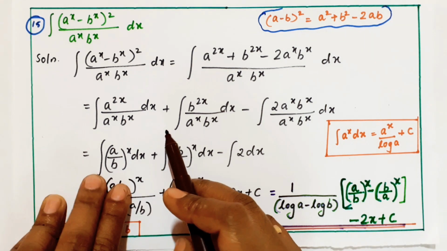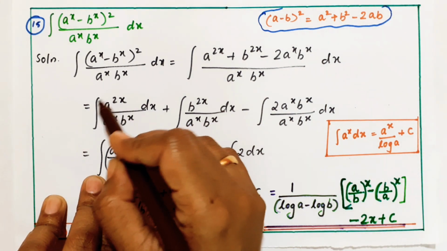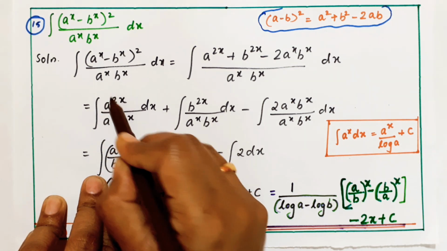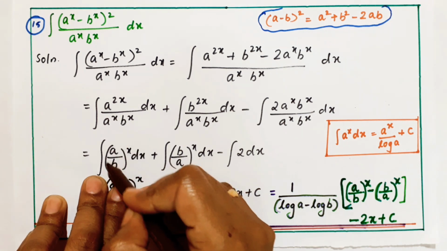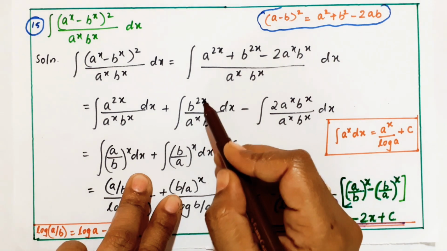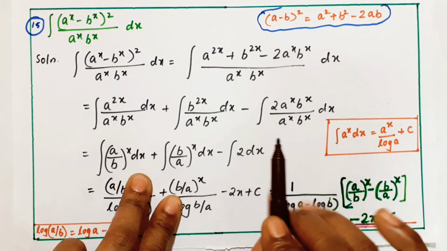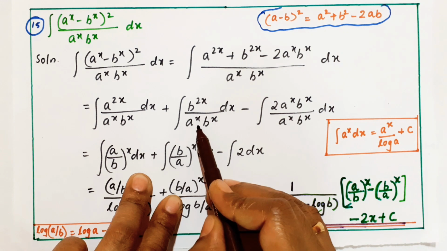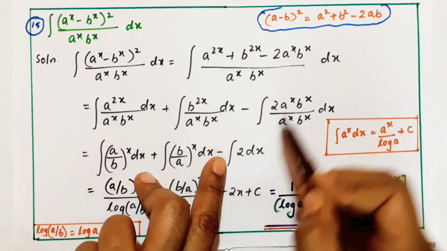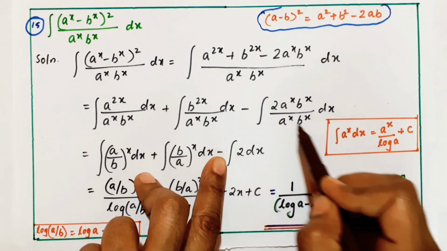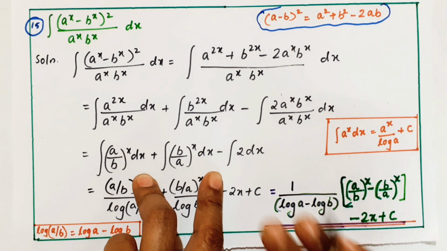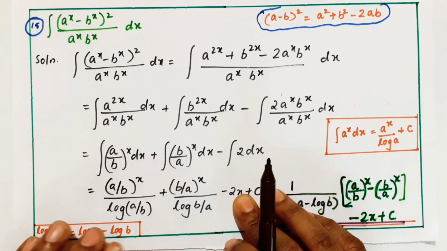No problem. Now what are we doing? One a^x gets cancelled from numerator and denominator, so in numerator one a^x will remain, denominator one b^x. Together I have written it as (a/b)^x dx. In the second term also, one b^x from numerator and denominator cancel, so in numerator b^x, denominator a^x. So it is (b/a)^x dx, minus. In the third term, a^x b^x from numerator and denominator get cancelled, so we get integral of 2 dx.